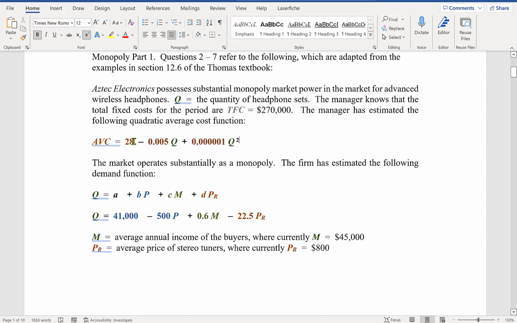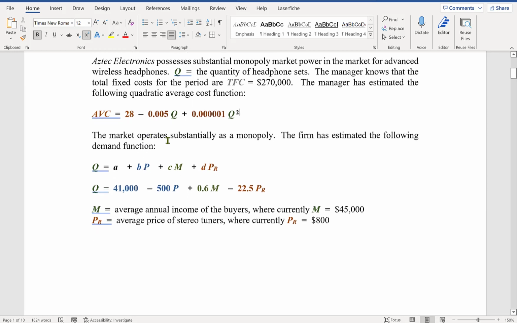So this is A cost. This is B cost, C cost, right? And these numbers are the same as the book. And the market operates substantially as a monopoly. The firm has estimated the following demand functions. We talked about this, remember? And this is the estimated form.